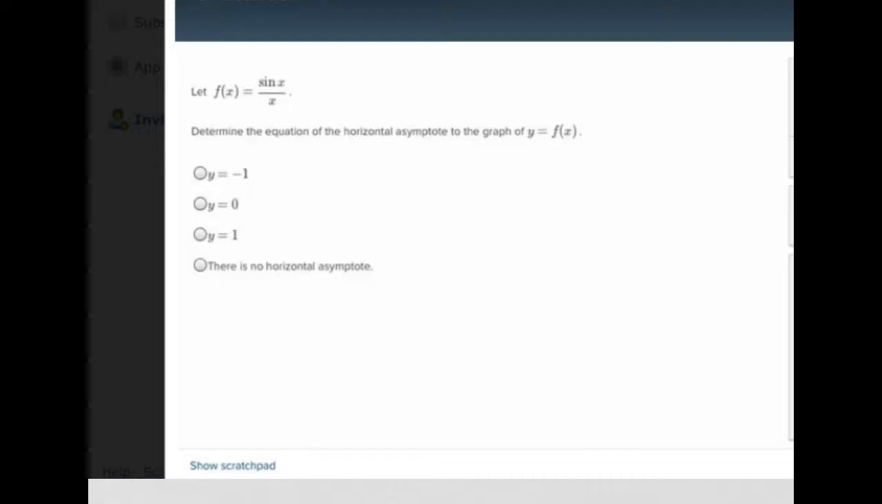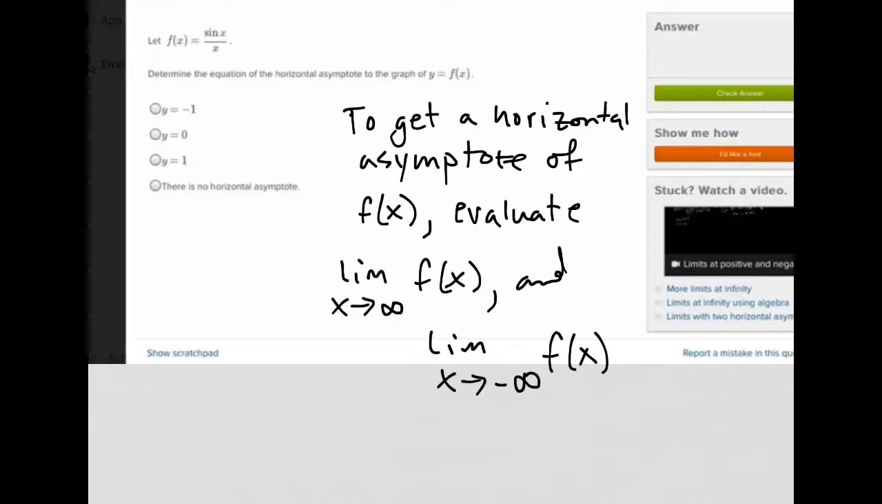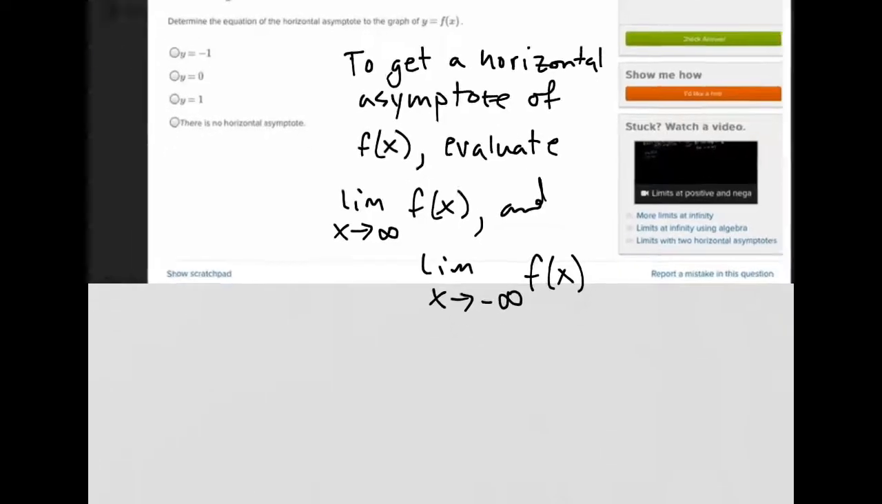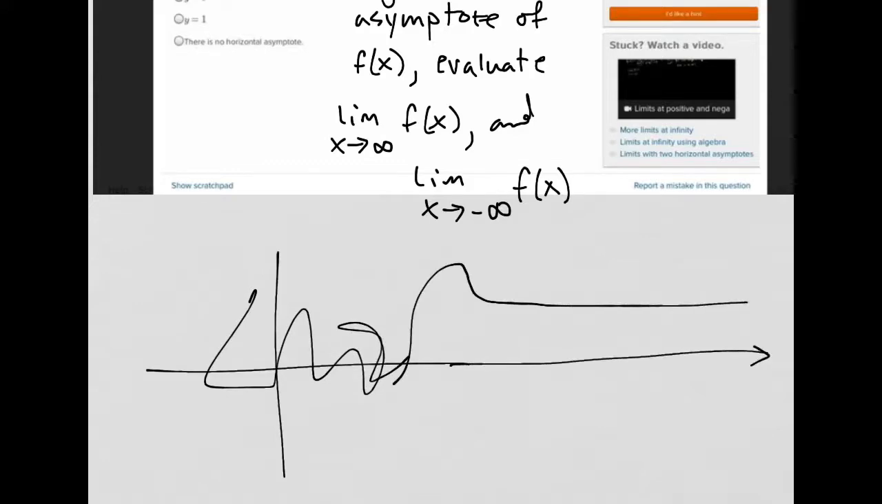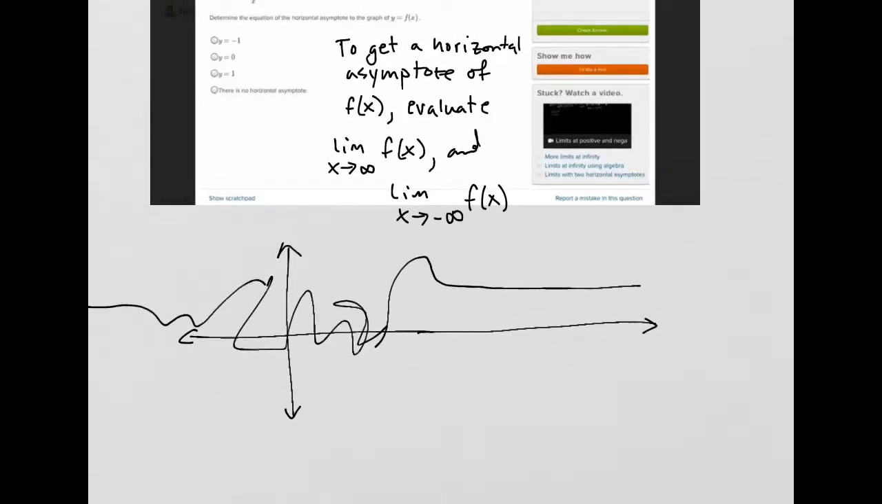Let me write some notes here. Horizontal asymptotes only apply to end behavior of a graph. By end behavior, I mean stuff happens in the middle, but way out towards the ends, when the x values get very large or very small, that's when horizontal asymptotes are obeyed. In the middle of a function you can cross a horizontal asymptote, but you're not allowed to cross one way out in the ends.